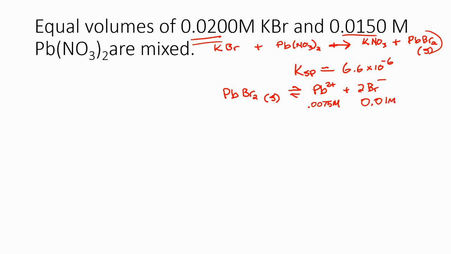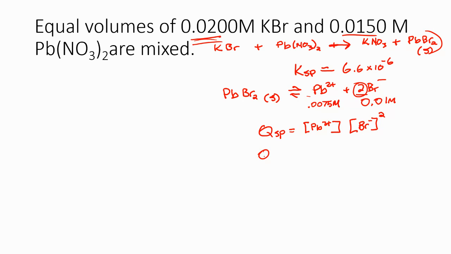Notice I don't worry about this 2 here. We use the coefficients when we're making comparisons between two species in solution when we're at equilibrium. We're not at equilibrium right now. My concentration is half of my initial solution concentration. That's it. However, when I write my Qsp expression here, it's equal to the concentration of Pb2+ times the concentration of Br−, but we do square it. We do square it because we always use our coefficients for exponents.